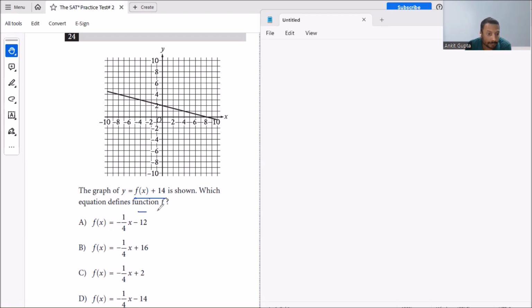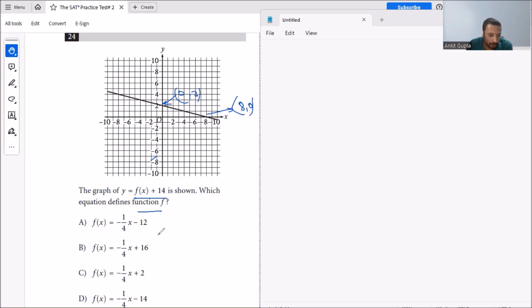Which equation defines the function f of x? A function is given to us which is touching the y-axis at the point (0, 2) and touching the x-axis at the point (8, 0). So we are looking for that kind of graph. Now you have to be a bit careful while solving this.